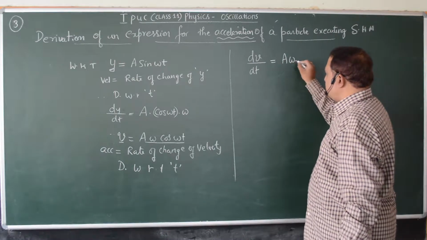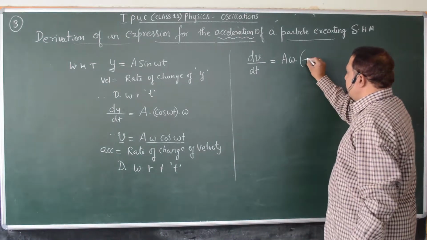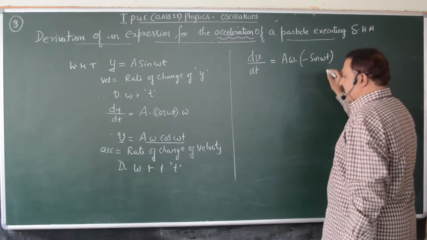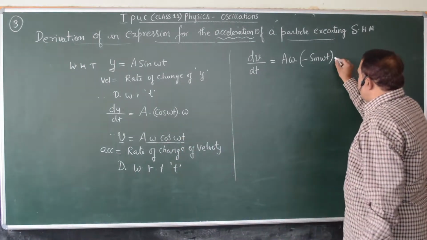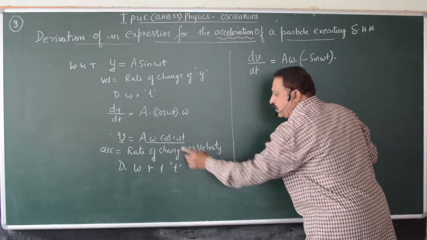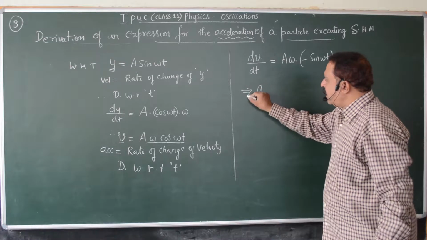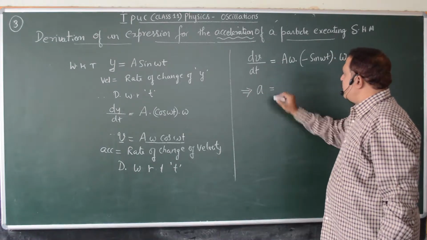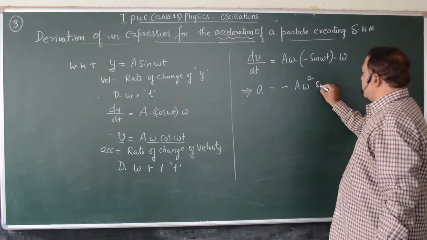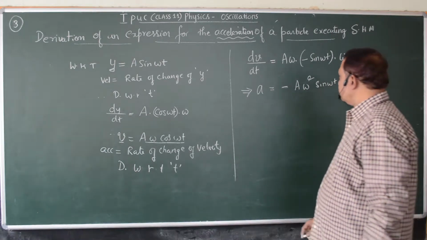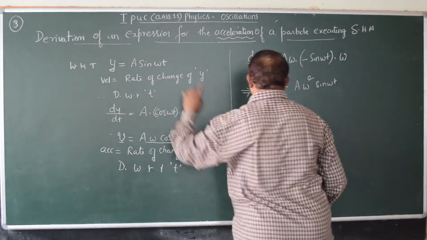a omega is constant, write it as it is. Now only cos omega t has to be differentiated, which is minus sine omega t, because the differential coefficient of cos theta is minus sine theta. In addition to that, I have to take the differential coefficient of omega t, which is omega. So, now I can replace dv by dt as acceleration. a equals minus a omega square sine omega t, or a equals minus omega square a sine omega t.